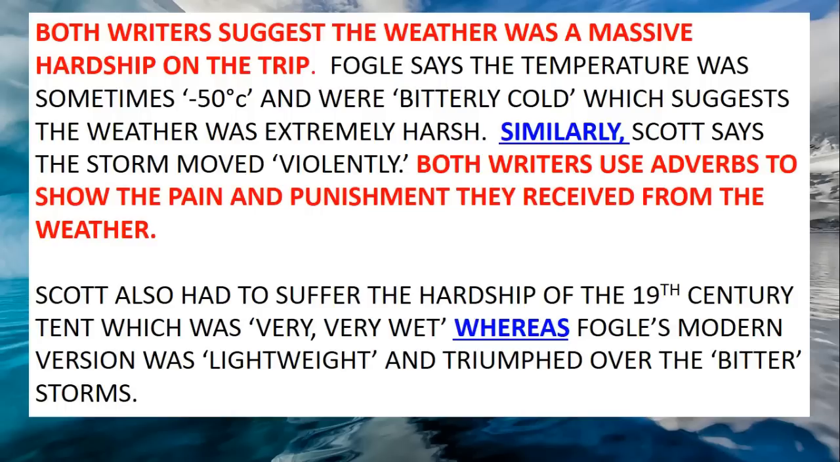And then Scott also had to suffer the hardship of the 19th century tech, which is very, very wet, whereas Fogle's modern version was lightweight and triumphed over the bitter storm. So, really simple point. I've just compared. One of the tents was brilliant, one of them was rubbish.